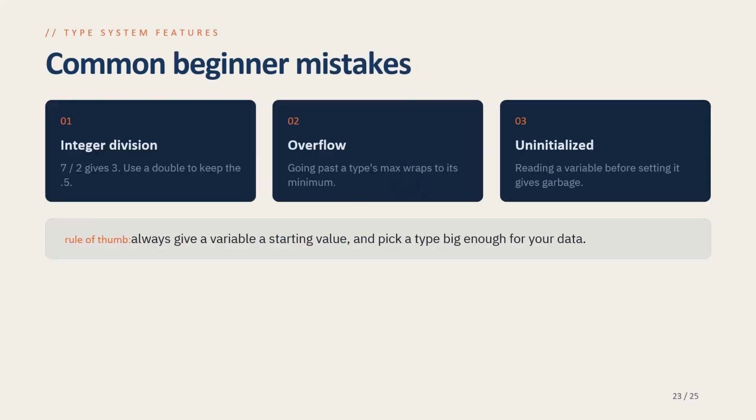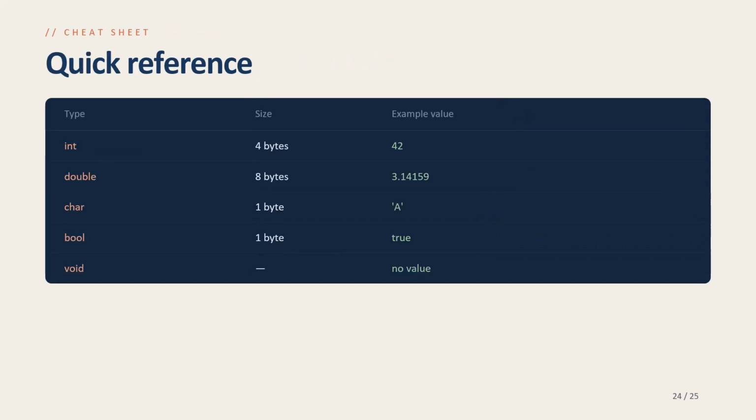So here are some common beginner mistakes. Beginners often make a few common mistakes while working with data types. Integer division removes the decimal part unexpectedly. Using a data type that is too small can cause overflow, producing incorrect results. Another common mistake is using variables before assigning them a value, which results in unpredictable outputs. Therefore, always initialize variables and choose the correct data types.